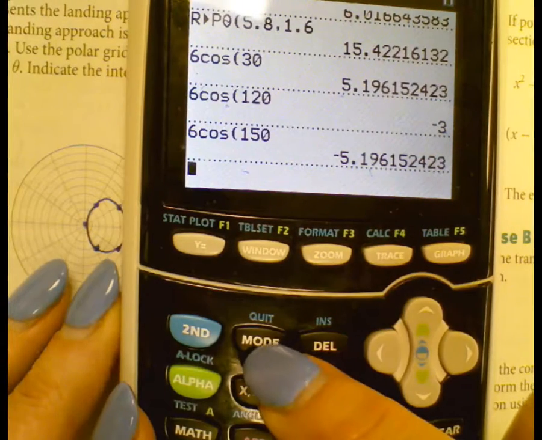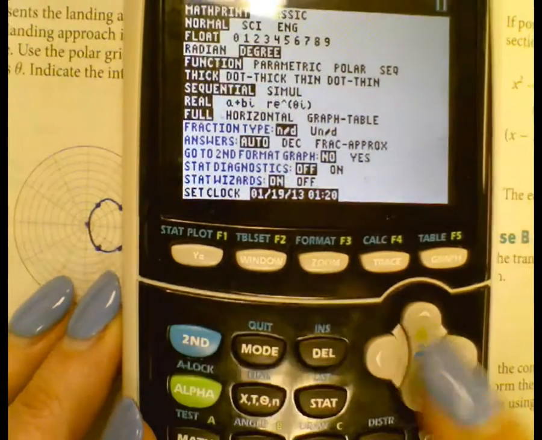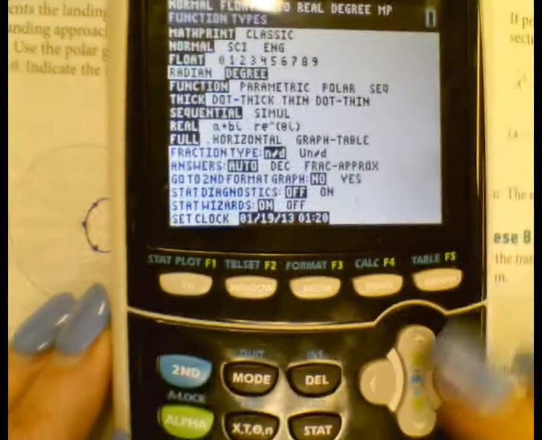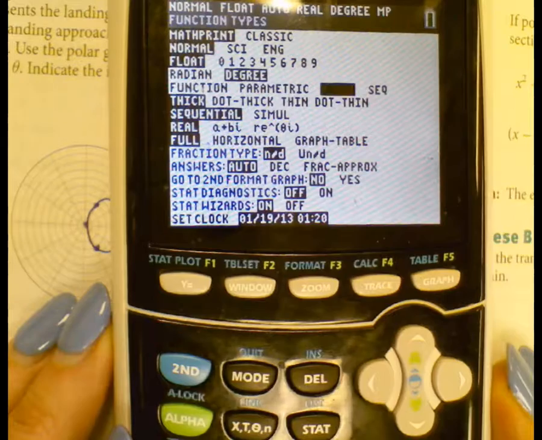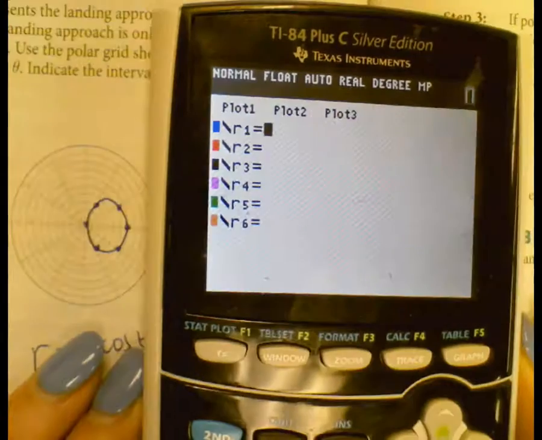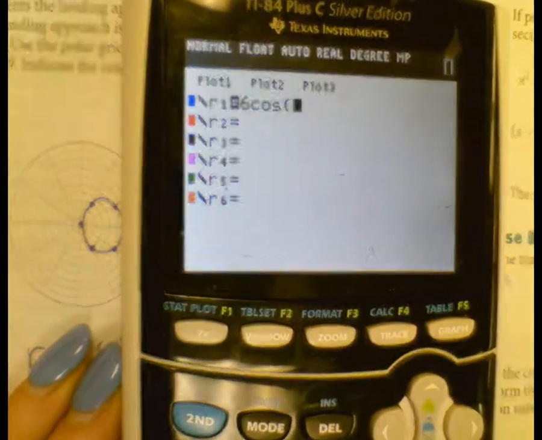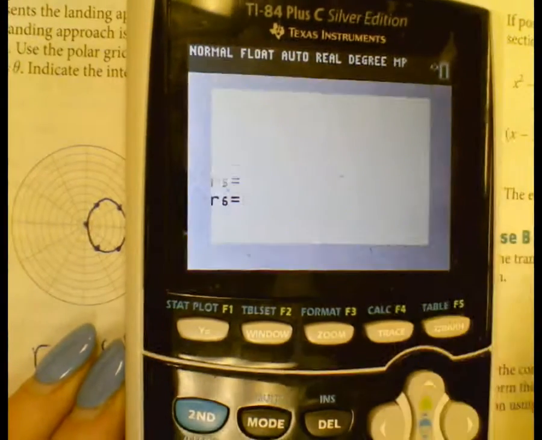Let's do this on our calculators. Now you guys ready for this fun thing right here? I'm going to show you a different mode. Go to mode. Go down where it says function. See where it says function right there? See how it's blinking? Go right to polar and press enter. And then press y equals. Look at that. We got just r's instead of y equals. Isn't this fun? And now we're going to press in 6 cosine of theta. And press graph.